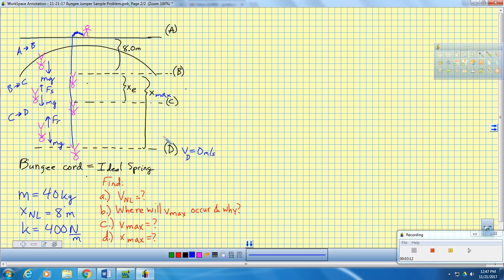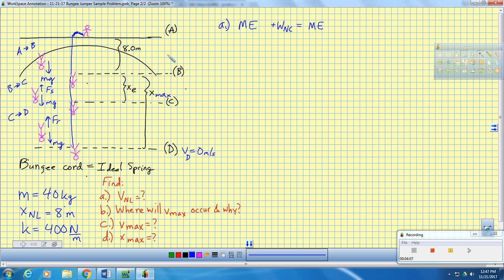Our overarching theme for all parts of this problem, the idea we're going to be using again and again, is mechanical energy at some location plus the work done by non-conservative forces is equal to the mechanical energy at some other location. And these two locations can be any place in this whole setup. You get to pick where you're comparing to where else.